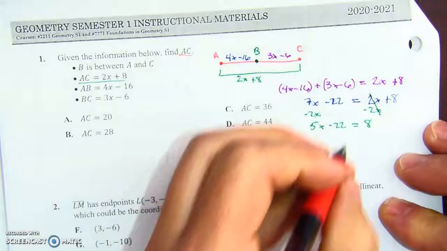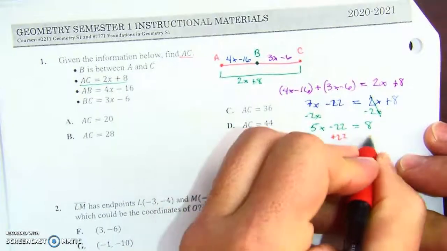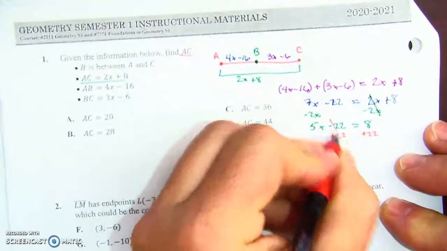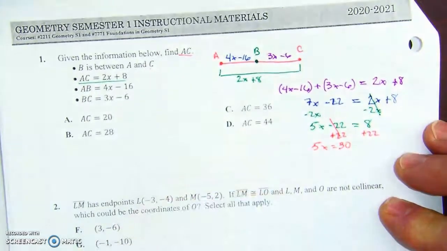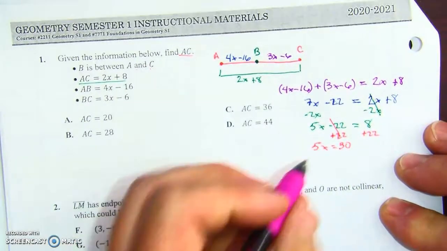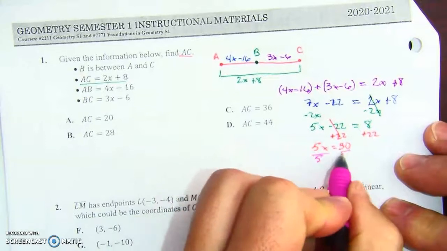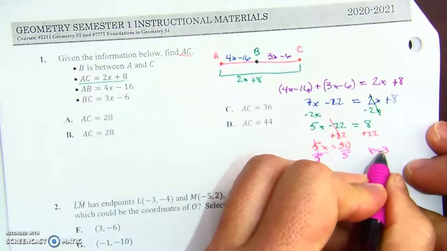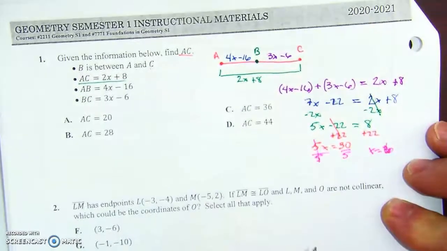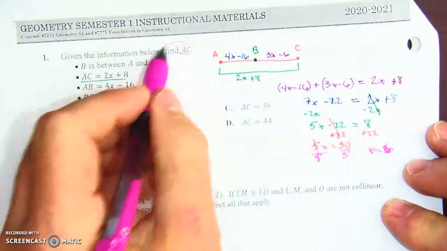Then we're going to add 22 to both sides. Cancel that one out. That gives me 5x now equals 30. Last step, divide both sides by 5. x equals 6. Okay, now what we need to find here is AC.